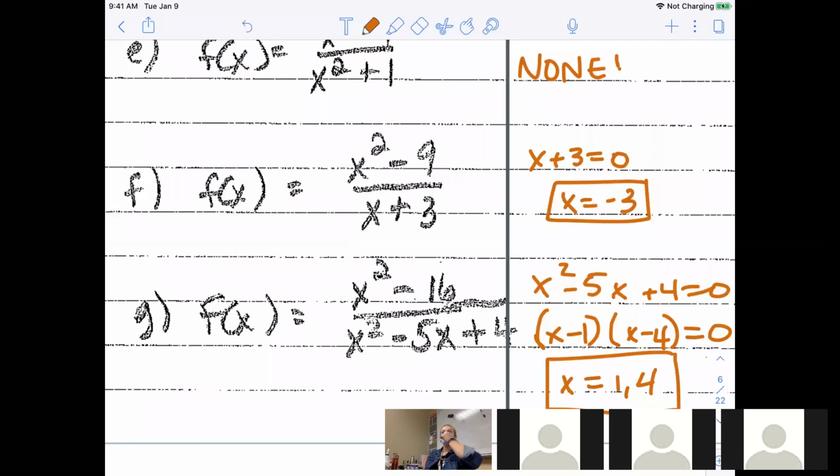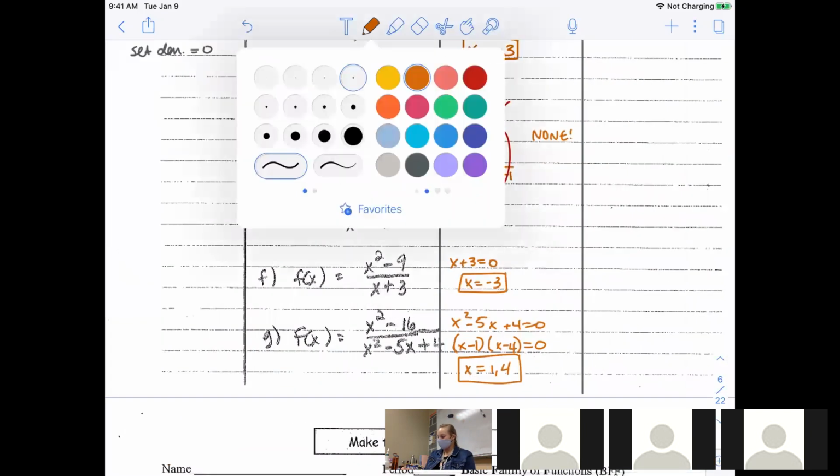In this one, I have 2 vertical asymptotes because I have 2 numbers that do not work in my denominator. You're allowed to have more than 1 vertical asymptote, and that's okay. It just depends on what's given to you. So this was an example where I have 2 vertical asymptotes. All right, now we're going to do horizontal asymptotes.